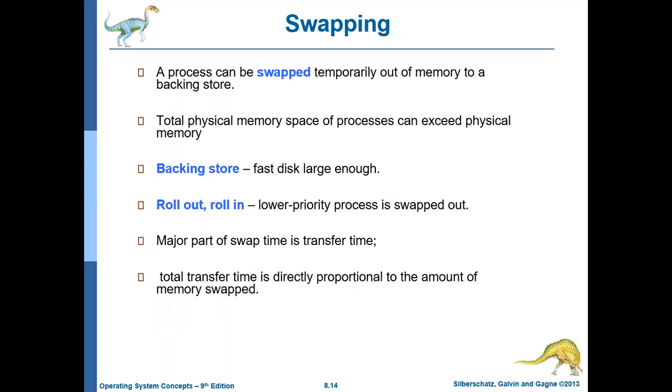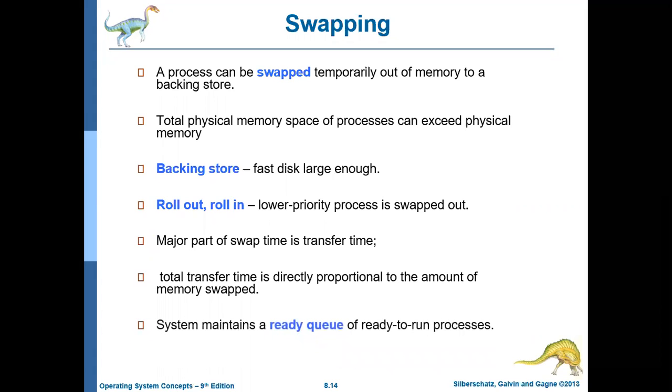So the total transfer time is directly proportional to the amount of memory swapped. So the total swapping time is directly proportional to the amount of memory swapped. So we should be very specific in choosing the right process for swapping, because if you choose a very big process for swapping, then you may have to spend a large amount of time in swapping itself. A major part of swapping is transfer time, and transfer time depends on the amount of memory or the content you are going to swap.